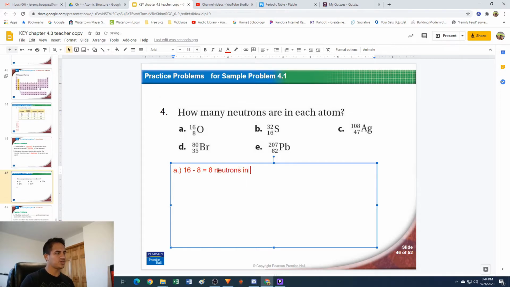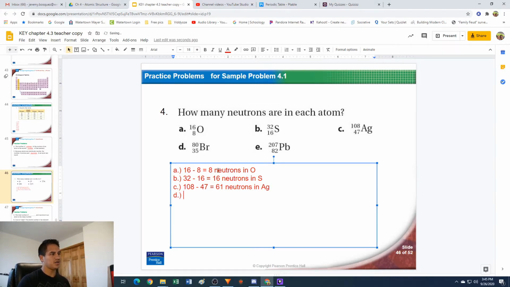That gives us 8 neutrons in O, and I'm going to say O for oxygen for letter A. Letter B, we have 32 minus 16, which gives us 16 neutrons in sulfur. For letter C, we have 108 minus 47. Now, I'm not able to do this one off the top of my head, so I'm going to put this in my calculator here. So we have 108 minus 47 equals 61 neutrons in Ag, which is silver.